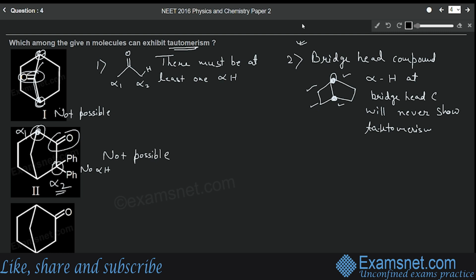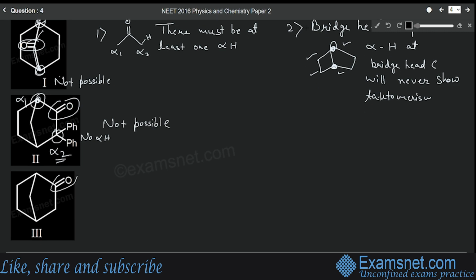Then in the third option, let's check. Here we have this carbonyl part. So what are the alpha positions? This is one alpha position. Let's say this is alpha 1. Here again the alpha hydrogen will be attached to the bridgehead carbon, because this carbon is involved in the bridge formation, right? So this is not possible.